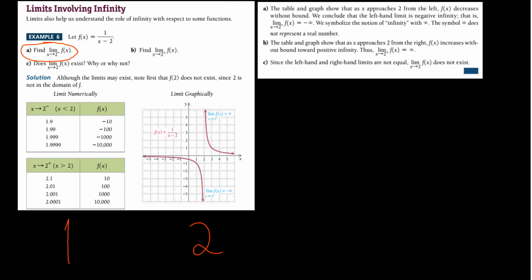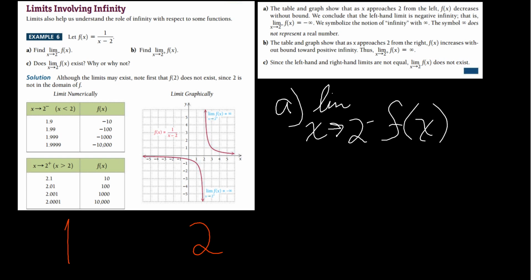That tells us that the limit as x approaches 2 from the left of my function f of x appears to be negative infinity. There is no number that this is going to. We're going down, and there is no number that we are going to that it will eventually stop at. I'm just going to fix this negative infinity here.